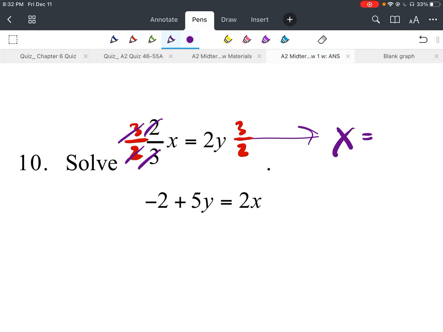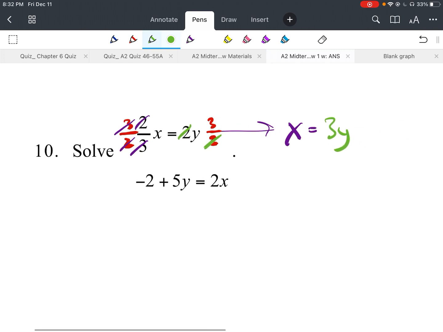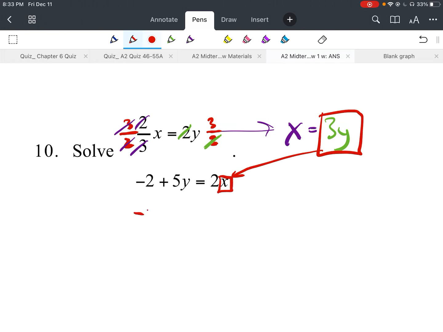Now this one, cancel the 2 and the 2, and you're left with 3y. So now I'm down to a single isolated value. That's pretty easy to do substitution method. So once you know x is equal to 3y, why not plug it in everywhere there's an x in the other problem? So -2 plus 5y equals 2 times, now here's where we plug it in, substitution part, 3y.